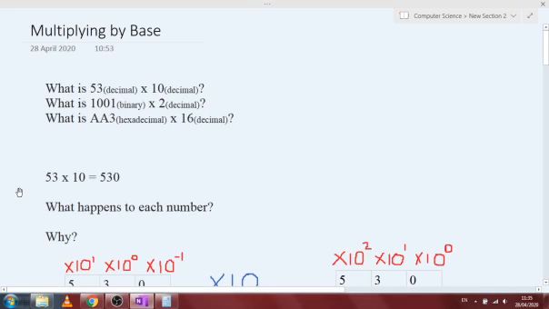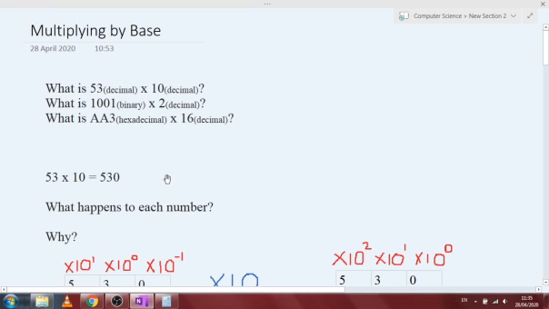In this video, we're going to look at multiplying by the number of whatever base number you're in. So we're going to look at these three examples to start with. What is 53 in decimal by 10 in decimal? So 10 being our base. What is 1001 in binary by 2? That 2 is decimal. And what is AA3 in hexadecimal by 16?